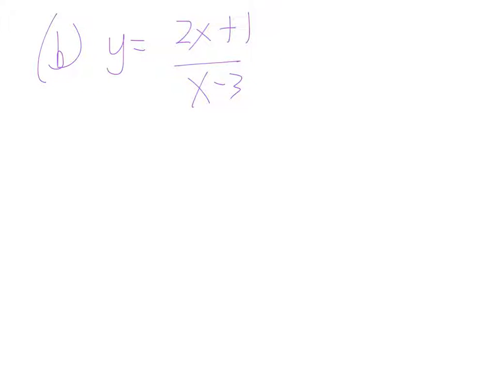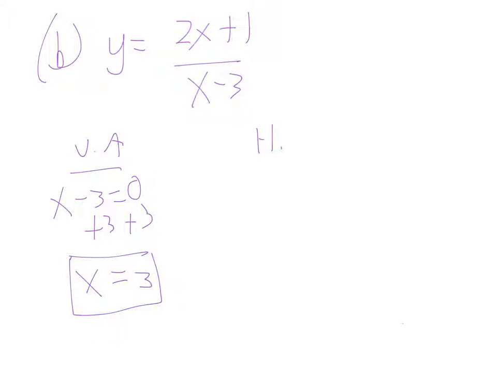Part B, it says y equals 2x plus 1 over x minus 3. Now for the vertical asymptote, there's only one factor on the denominator, and that's x minus 3. So set that equal to 0 and solve for it by adding 3. You get there's a vertical asymptote at positive 3.